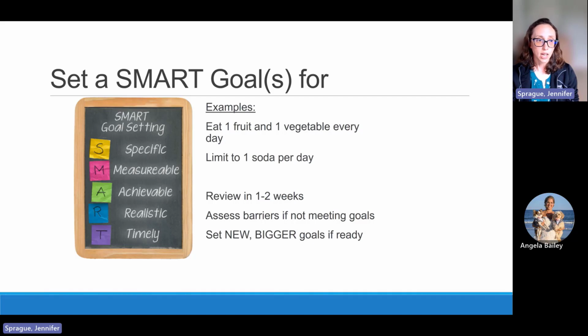And then that time piece. Review in 1 to 2 weeks. That gives them a chance to assess barriers if they're not meeting goals and set new, bigger goals if they're ready. I really talk to them a lot about it's okay to take baby steps as long as we keep moving forward.